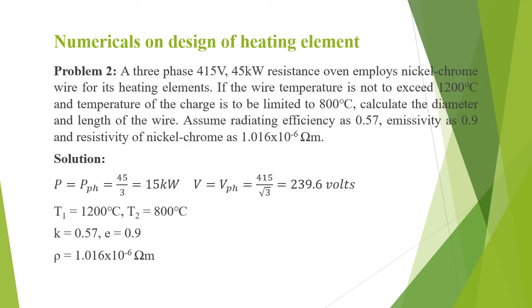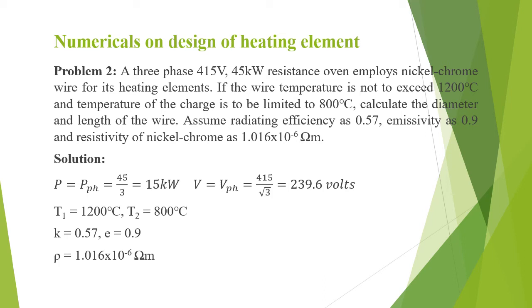Next problem: a 3-phase 415 volt 45 kilowatt resistance oven employs nickel chrome wire for its heating elements. If the wire temperature is not to exceed 1200 degrees Celsius and the temperature of the charge is to be limited to 800 degrees Celsius, calculate the diameter and length of the wire. Assume the radiating efficiency as 0.57, emissivity as 0.9 and resistivity of nickel chrome as 1.016 into 10 to the power minus 6 ohm meter.